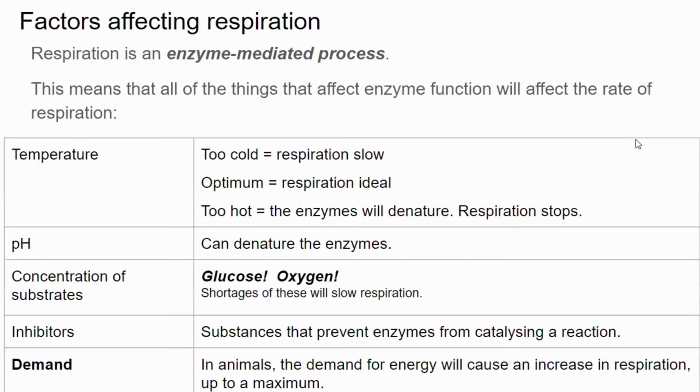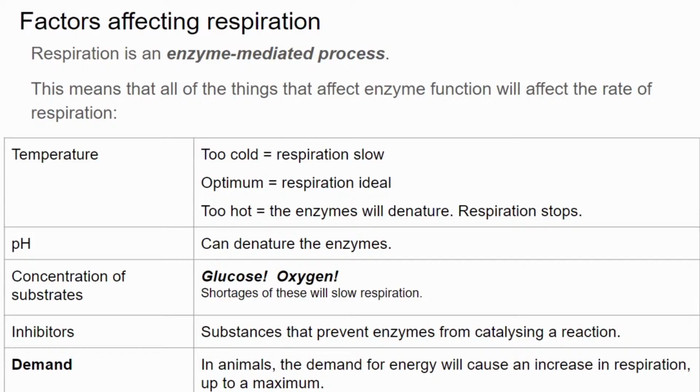So as I said, respiration is an enzyme-mediated process. Enzymes are responsible for all of the reactions involved in respiration. So all of the things that affect enzyme function in general will also affect the rate of respiration. So again, if it's too cold, it's going to affect the rate of those enzyme reactions, so respiration will be slow. If it's too hot, the enzymes may denature, in which case those respiration reactions can't occur, so respiration will stop. And organisms will have an optimum temperature, and this is the temperature at which respiration is happening efficiently at the ideal rate.